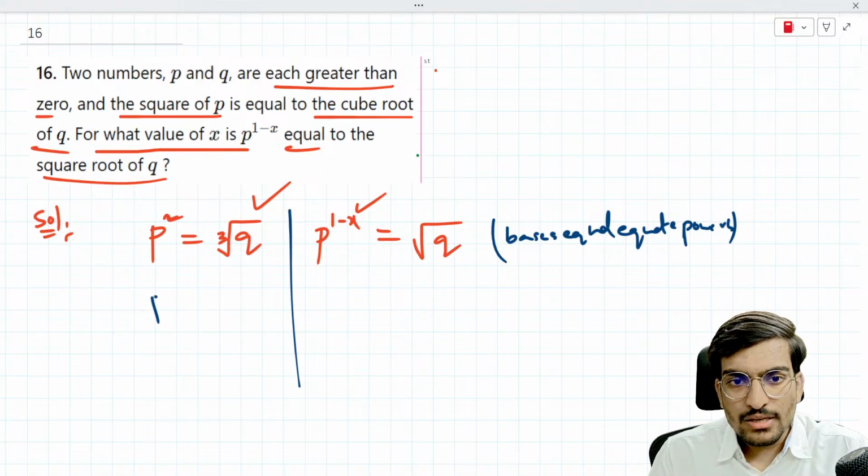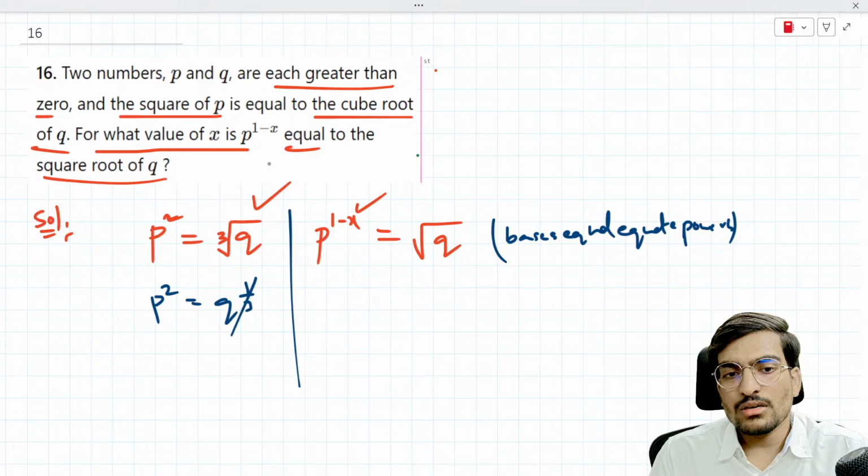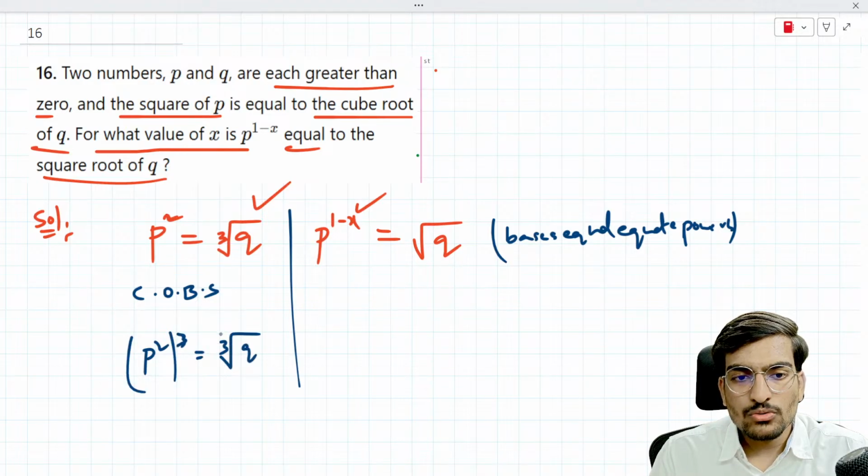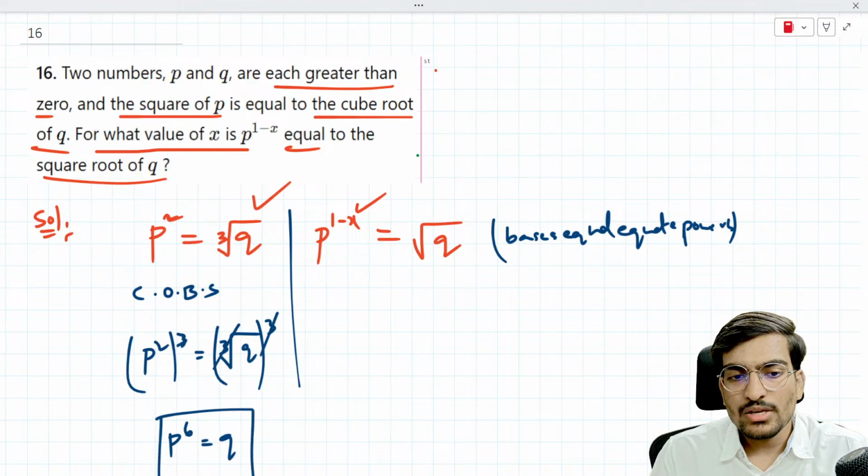So p squared equals q raised to the power of 1 by 3. We have to remove this 1 by 3 in the exponent. How can we remove it? We generally cube both sides. If we do that, we get p squared, whole cubed, equals the cube root of q, whole cubed. So this cancels, and we get the value of q.